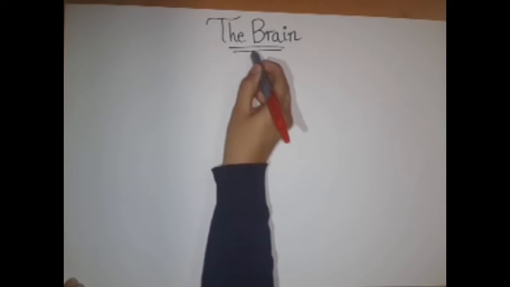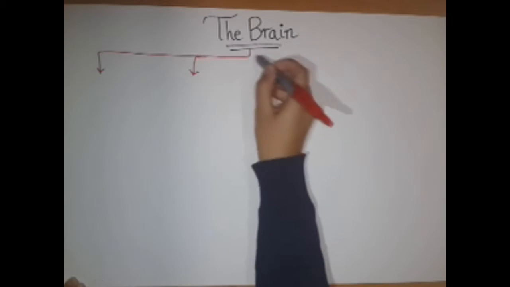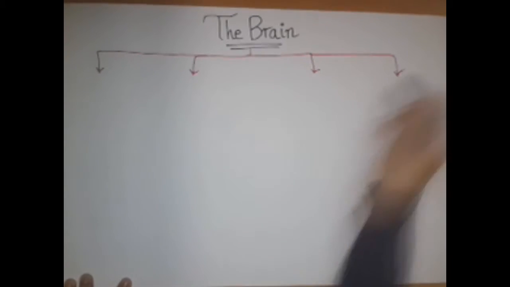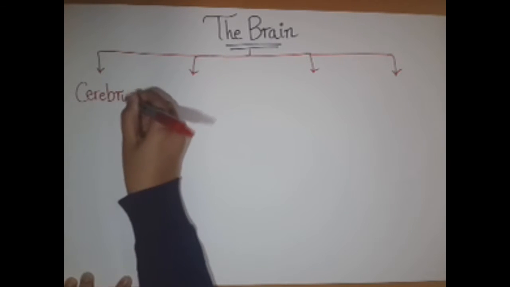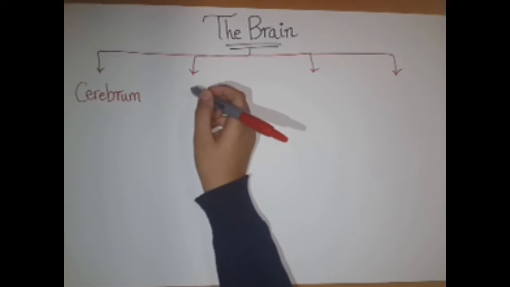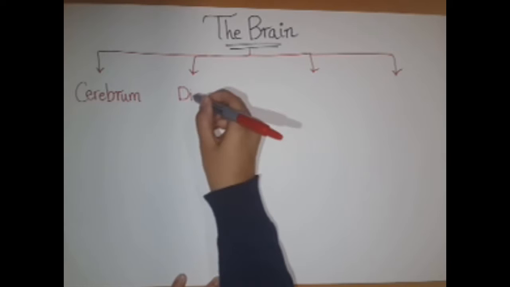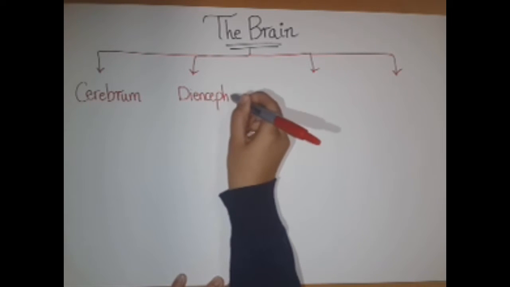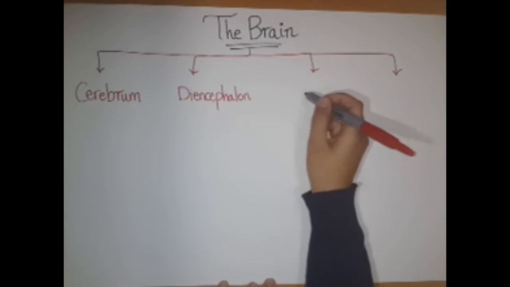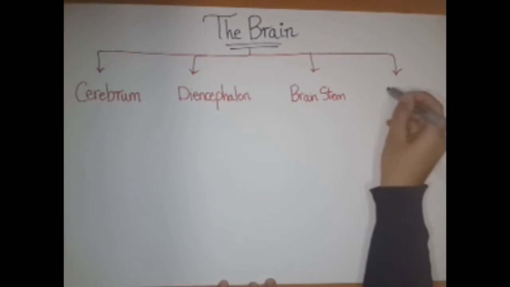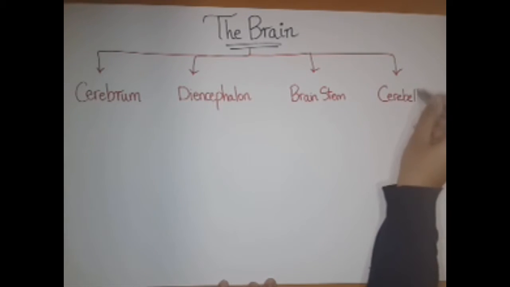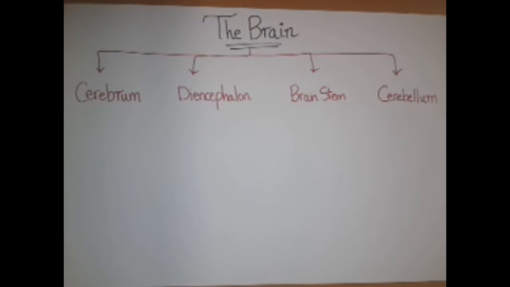This session will be talking about the brain. The brain can be divided into 4 main compartments. The first compartment is the cerebrum. The cerebrum is what makes up the brain, the cerebral cortex, and many other things. Second, we have the diencephalon, meaning the midbrain. Third, we have the brain stem, which plays an important role in linking the spinal cord and the brain. And finally, we have the cerebellum.